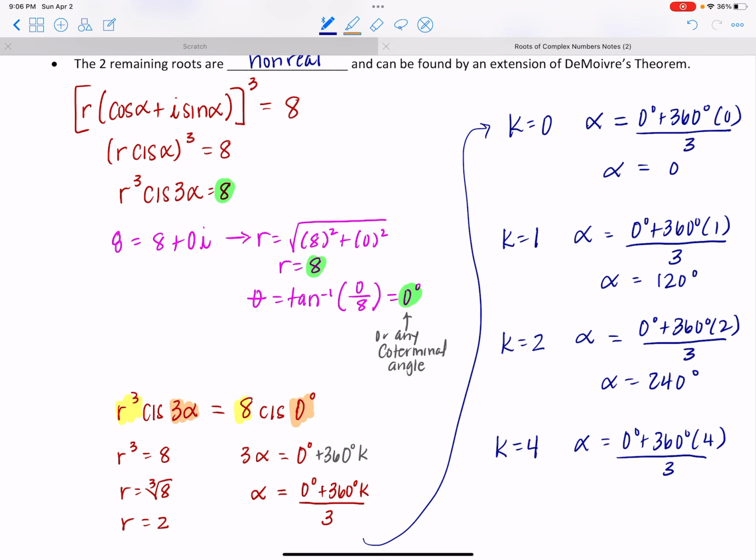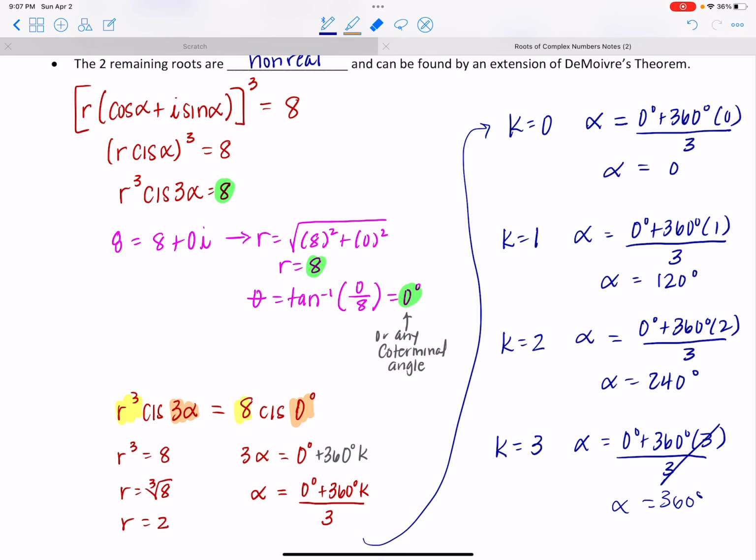Oh, why did I skip to 4? Just kidding. The very next number after 2 would be 3. So this, I want to be 3. Once I get to my very next number of 3, I end up with my alpha being 360 degrees. And 360 degrees is exactly the same place as 0, so it's really no different. I don't need to repeat that.